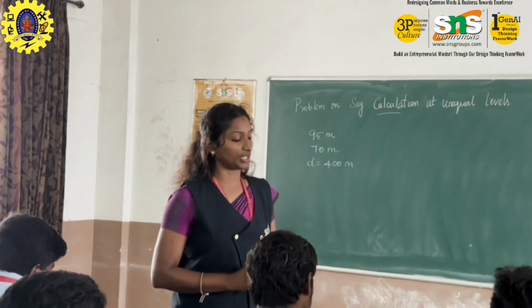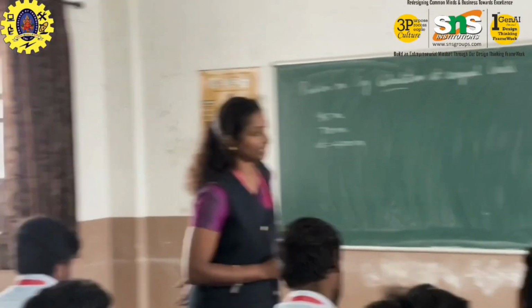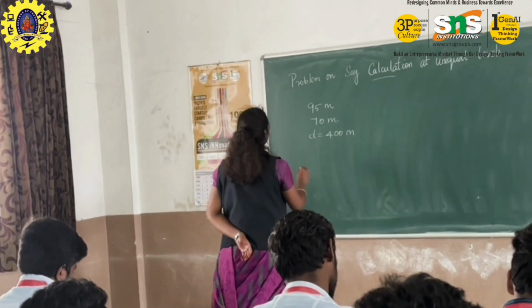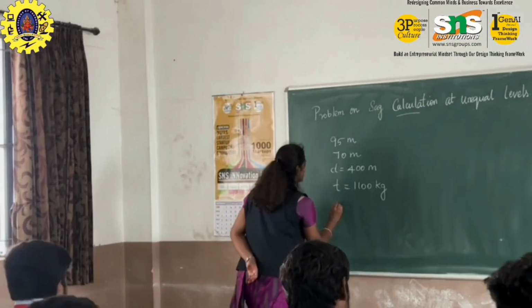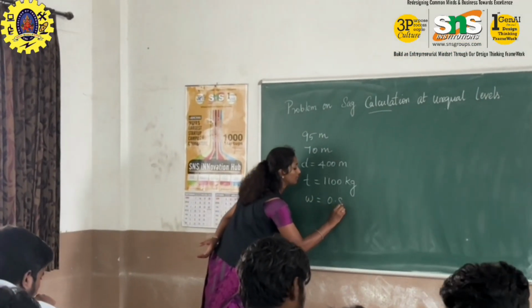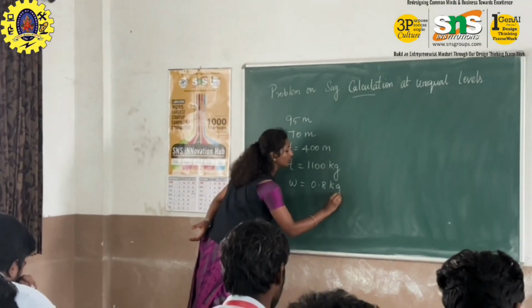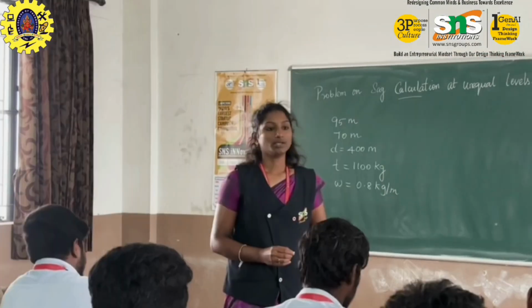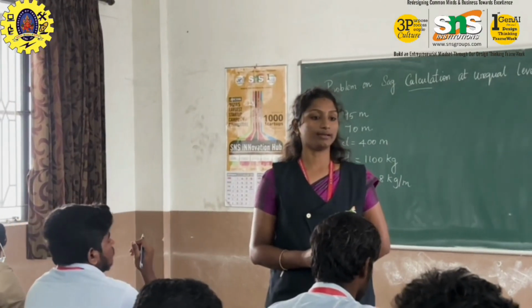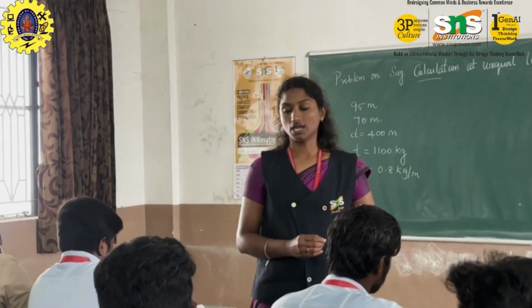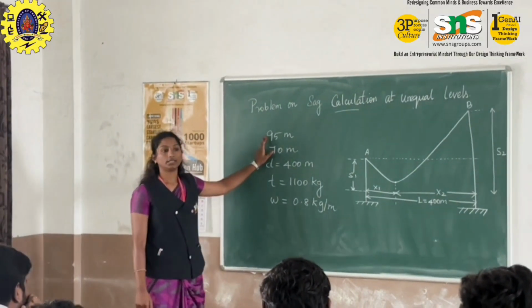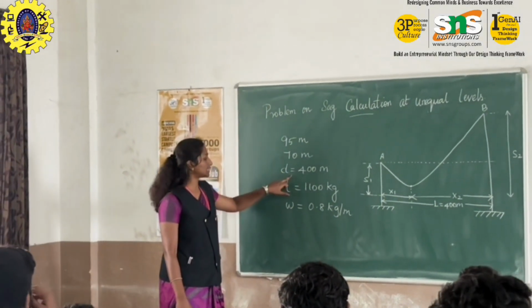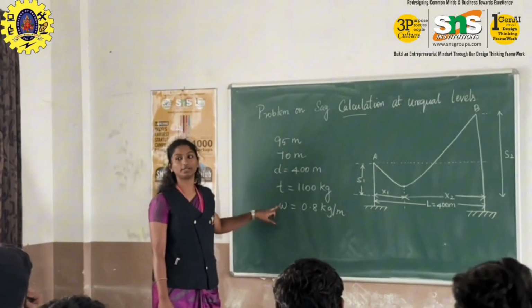If the tension of the conductor is 1100 kilograms and the weight is 0.8 kilograms per meter, we have to determine the SAG at the lower support as well as the upper support. So what are the data given? There are two heights with some distance, the tension value and the weight value.